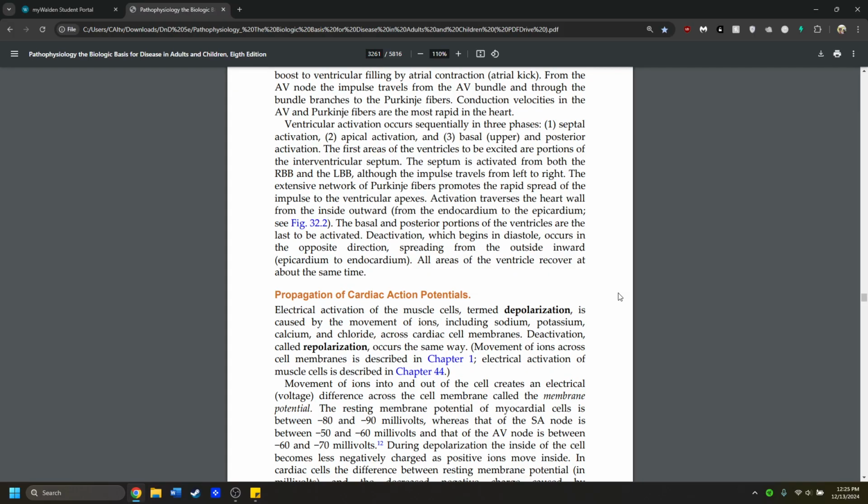Deactivation, which begins in diastole, occurs in the opposite direction, spreading from the outside inward, or from the epicardium to the endocardium. All areas of the ventricle recover at about the same rate.